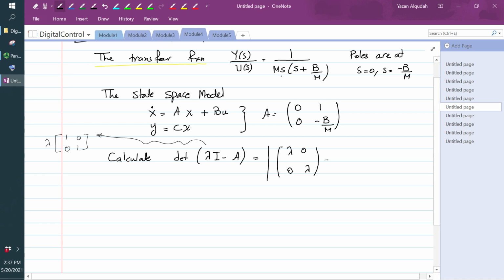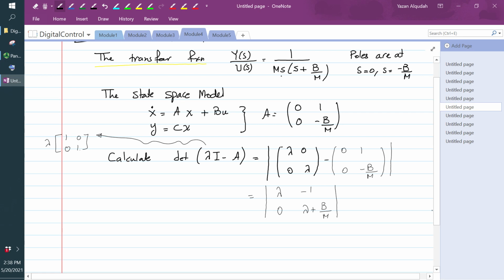Minus A, and the A matrix was a 0, 1, a 0 of negative b over m. And I want to calculate the determinant of this. I can simplify this. Lambda minus 0 is going to be lambda. 0 minus 1 is going to be negative 1. 0 minus 0 is a 0. Lambda minus negative b over m is going to be equal to lambda plus b over m.